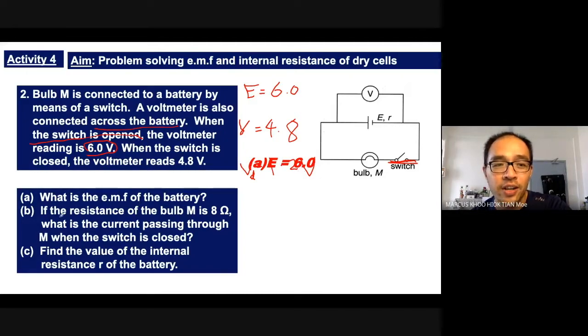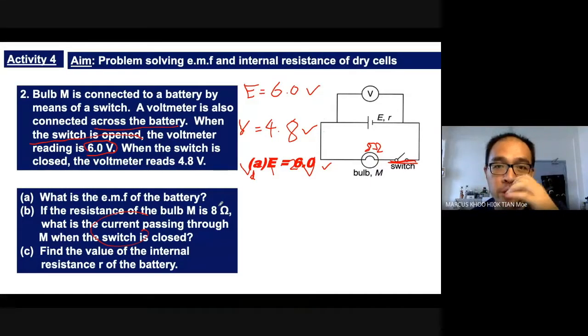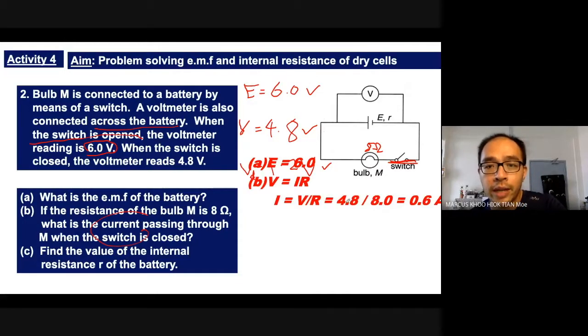Okay, if the resistance of the bulb is 8 ohms, what is the current passing through? How do we count the current? Do we use 6, do we use 4.8, or do we use 1.2? Which one do we use? Michelle? We use 4.8. Very good. We use 4.8 because the voltage drop doesn't happen in the bulb. The voltage drop happens in the battery. So we get 4.8 divided by 8. We use Ohm's law, V equals IR, and we will get 0.6 amps.